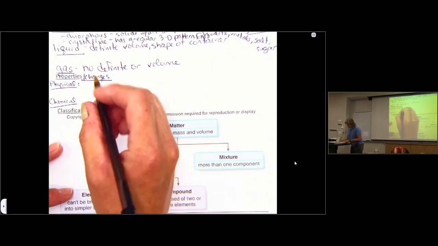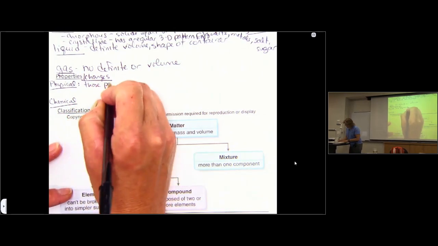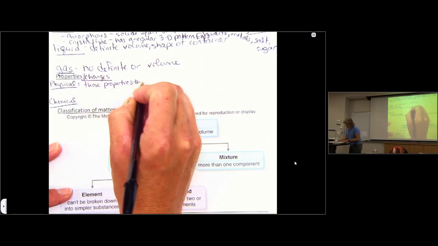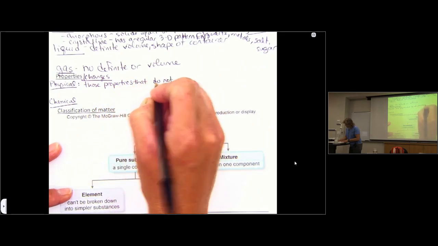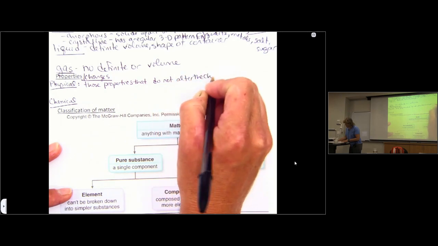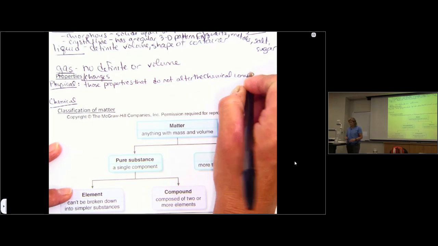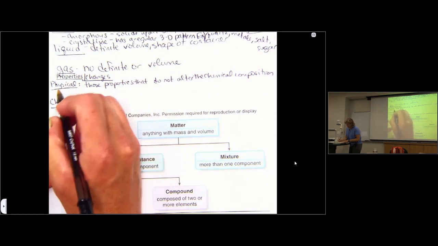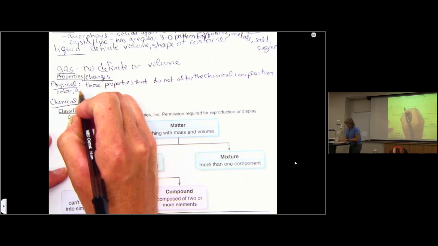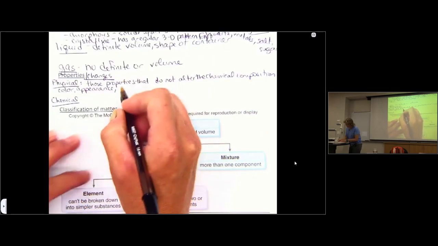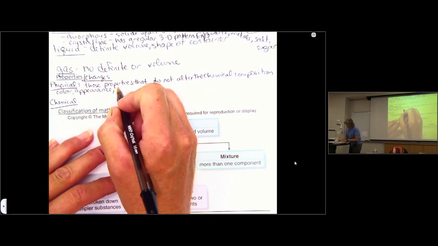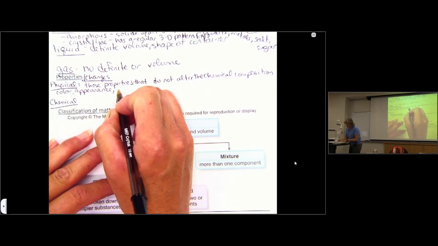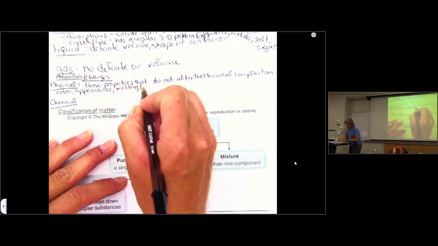Those properties that do not alter the chemical composition. Physical properties are those properties that do not alter the chemical composition. So what are some examples of physical properties? Can you think of any? Color. So any appearance. Somebody I heard say something, temperature. Let's talk about, instead of temperature, let's go a little further and say melting, freezing, boiling point.